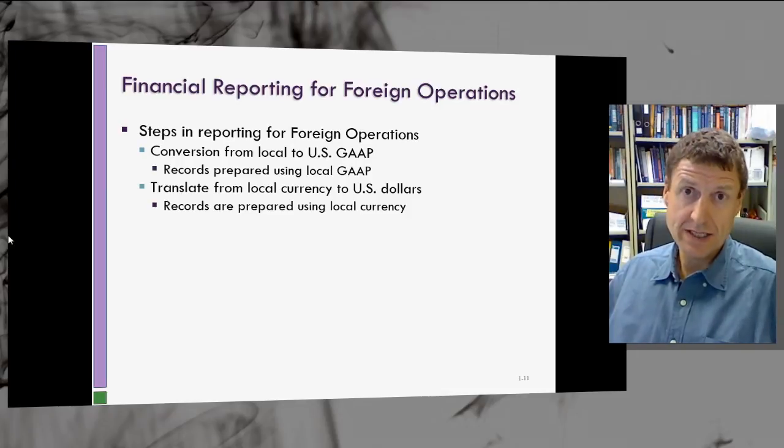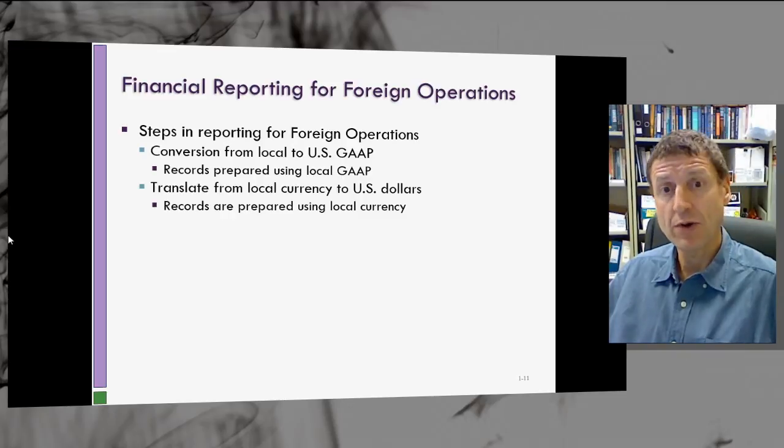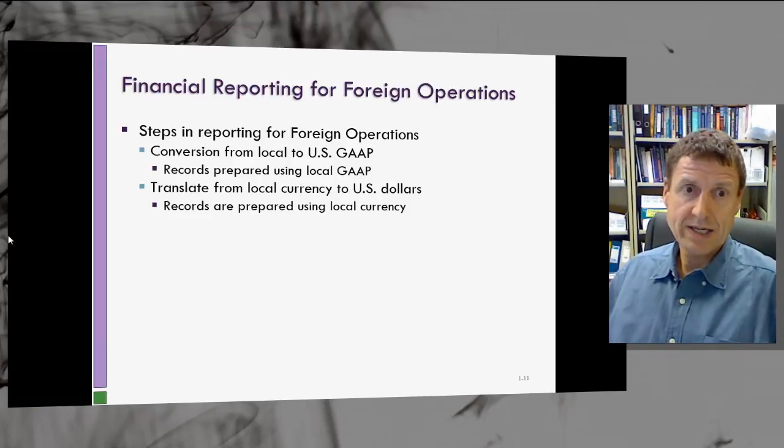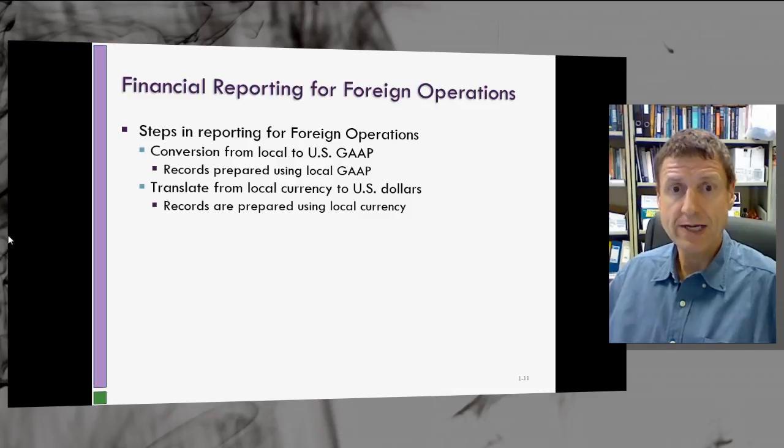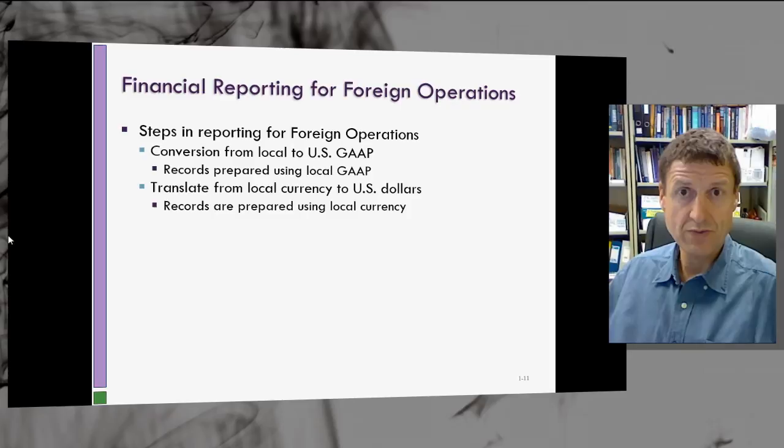Next in international accounting in this chapter and introduction is the financial reporting for foreign operations. And there are various steps. One is the conversion from local to US GAAP, especially if the company is listed in USA, they have to report in US GAAP. Now, they have relaxed that standard now that foreign companies listed in US can report in IFRS, but it's in transition, and this is something that we can look into as we go through the semester.